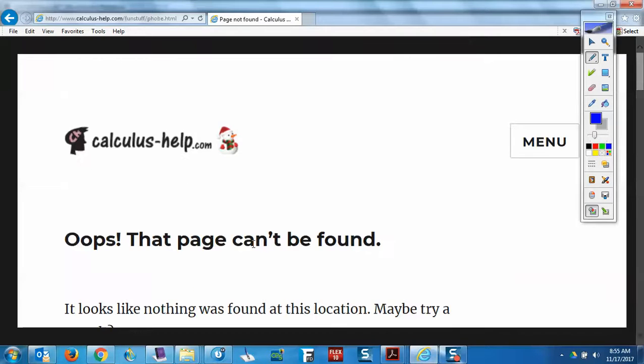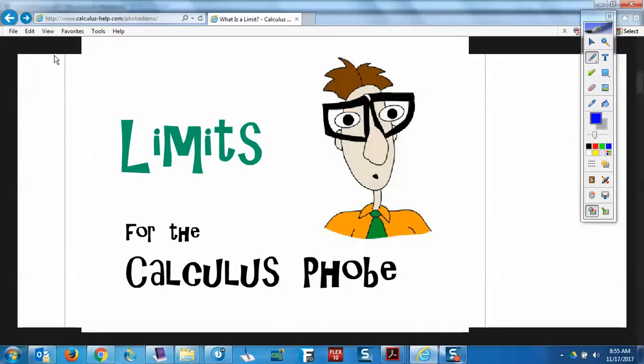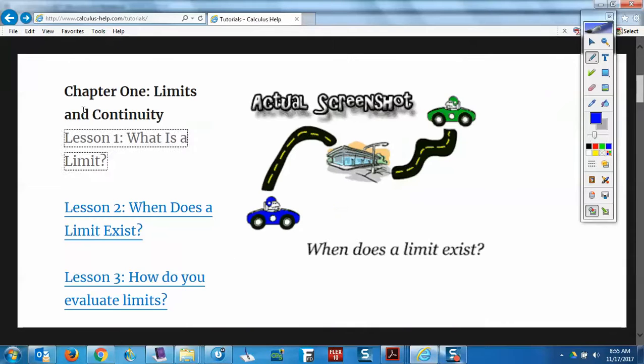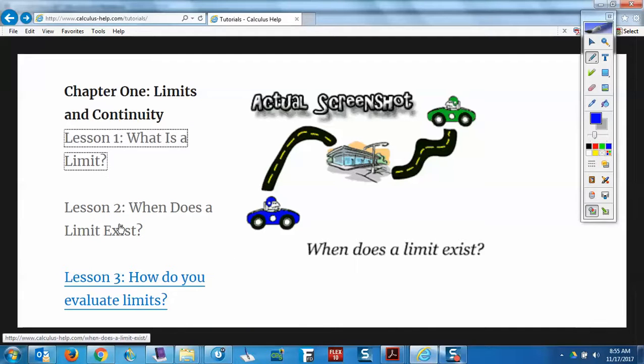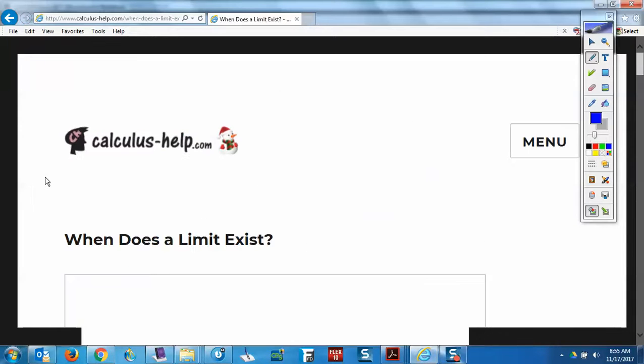Okay, so that's kind of what we were just talking about. We were just saying that you've got a hole, the graph's trying to get there, the limit exists. So what does it look like when a limit doesn't exist?